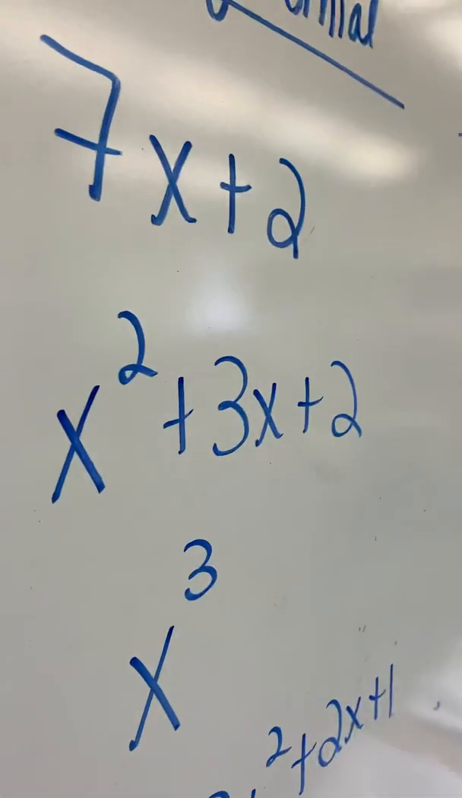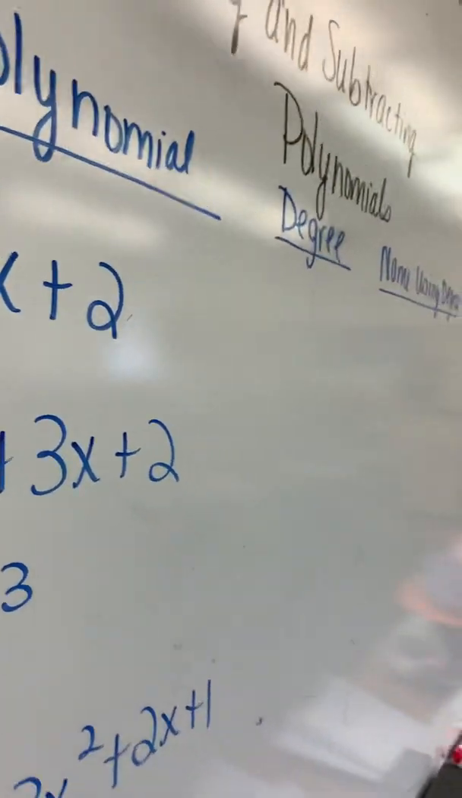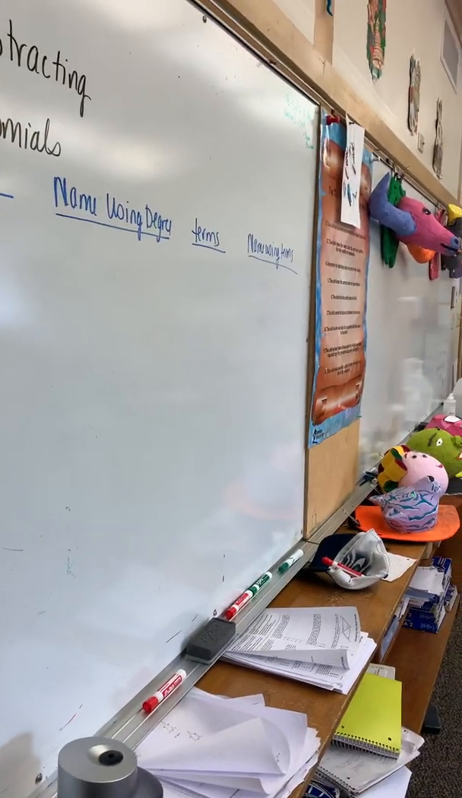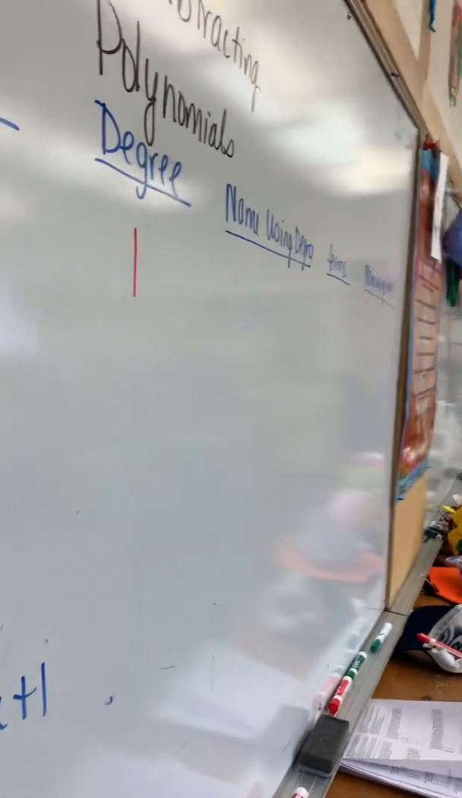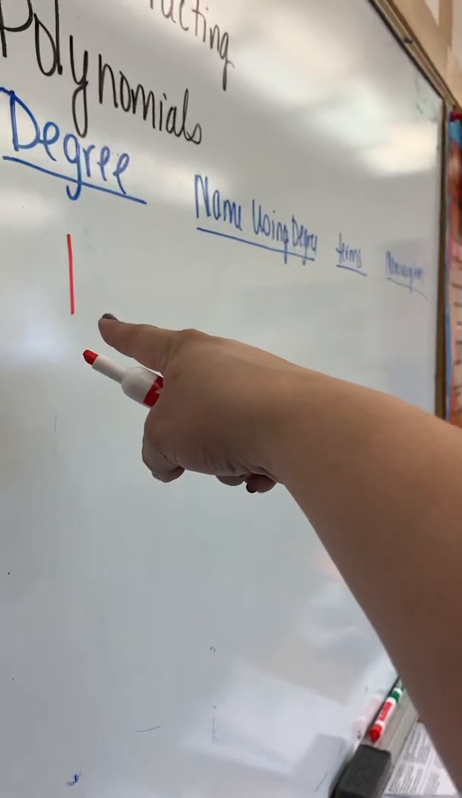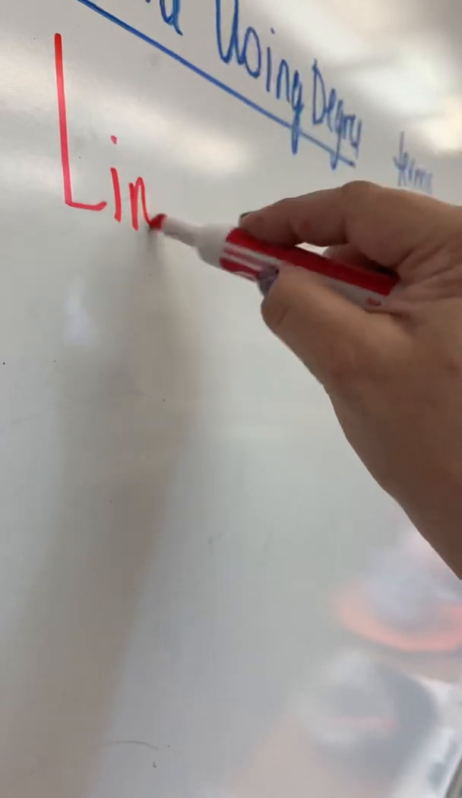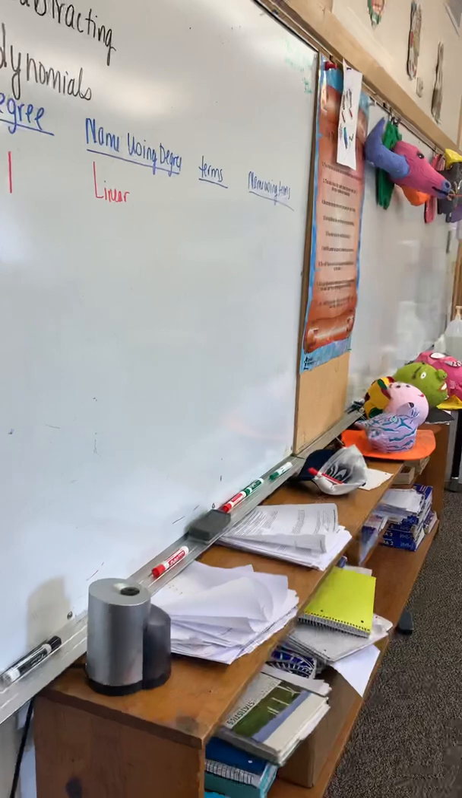So, if these are my polynomials, what is the degree of this polynomial? What's its highest power? 1. So my degree is 1. First of all, these are what we call polynomials. So the degree is 1. If I'm dealing with a name using that degree, a power of 1 would be called linear. You guys are used to that one. Y equals mx plus b.